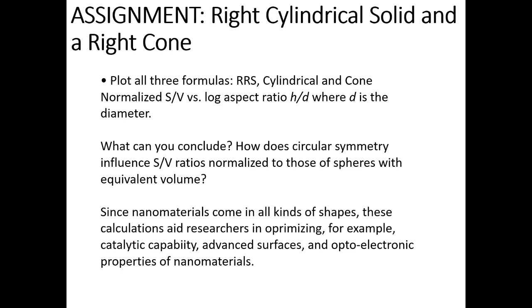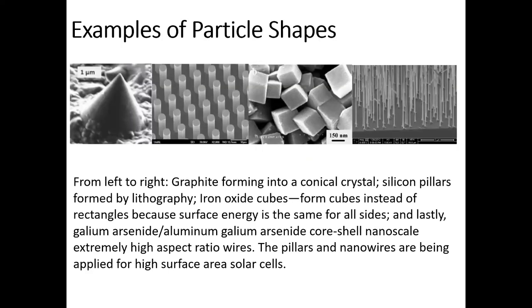Okay, nanomaterials do come in the shape of cones. They do come in the shape of cubes. They do come in the shape of needles. And either for catalytic activity, advanced surfaces, optoelectronic properties, all very important, very dependent on the shape of the nanomaterial. Let me show you. You can see up here, there's a cone. Now these are bigger than nanomaterials, but this is a micron size thing. But nonetheless, we can make cones. Here you have cylinders, and apparently the conical crystal silicon pillars formed by lithography, iron oxide cubes, and the cube kind of tells you it's either FCC or BCC structure. We'll get into that.